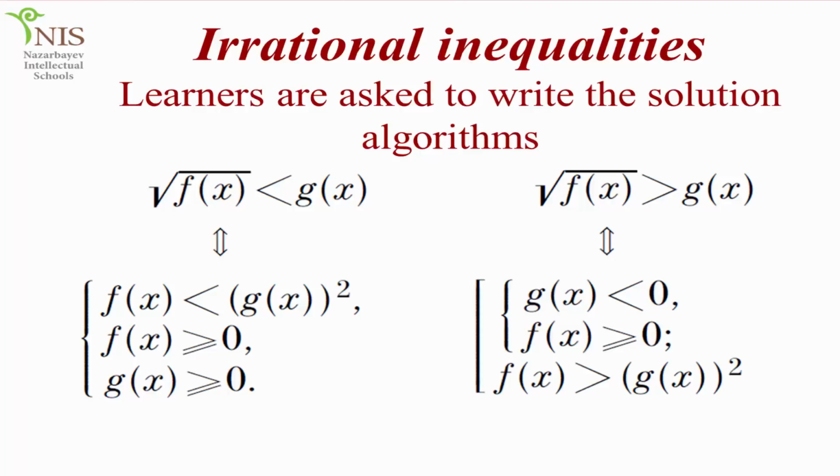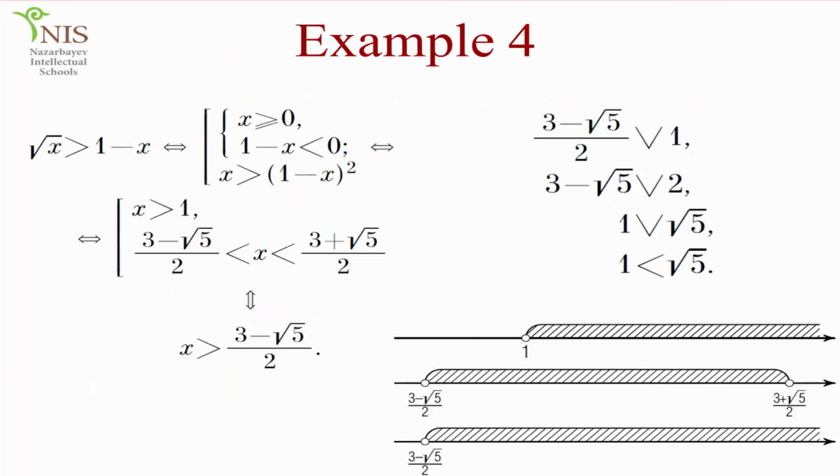Okay, now let's move on to example 4. Here we have an irrational inequality. Square root of x is bigger than 1 minus x. So we are solving simultaneous equations and inequalities. Here x is bigger than or equal to 0, 1 minus x is less than 0, and x is bigger than 1 minus x squared. So we are taking the squares, and we are using the algorithm that was shown to you before. And by solving these inequalities we get the answer, which is x bigger than 3 minus square root of 5 divided by 2.